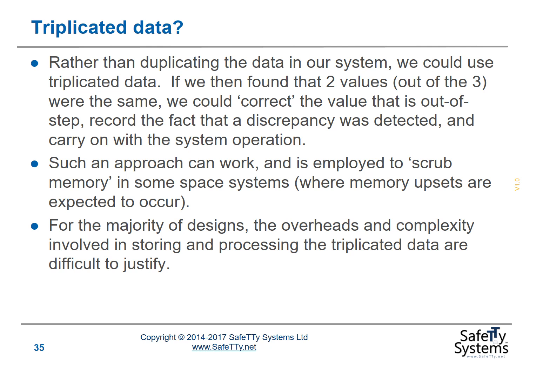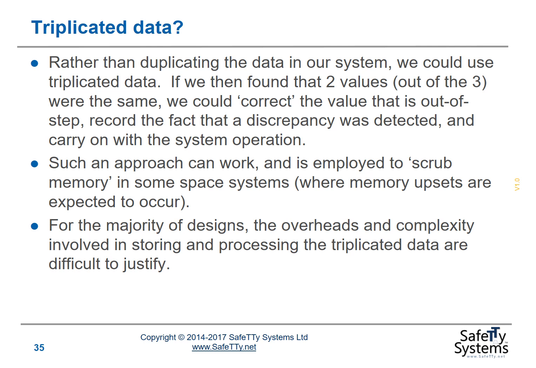One final option we can think about. If we have duplicated data and we do a check of the data and find that the two data values don't match up, then all we can tell is that the data values have been corrupted. There's nothing much we can do. We don't know which of the two values is correct. Suppose we don't duplicate the data. Suppose we triplicate the data.